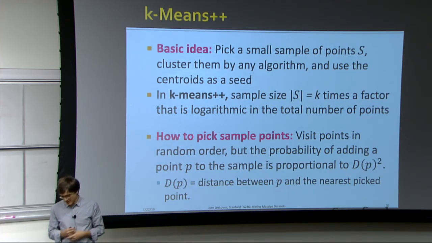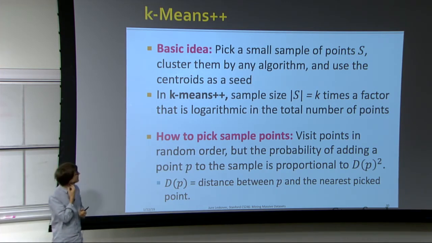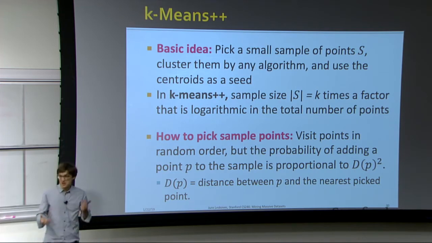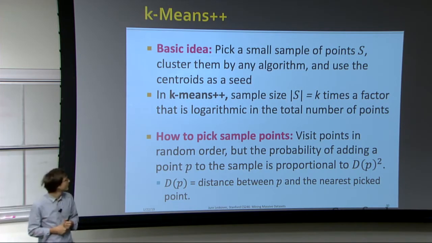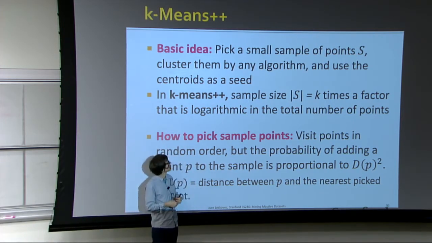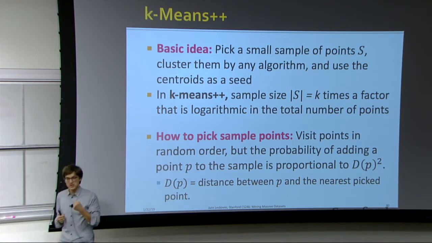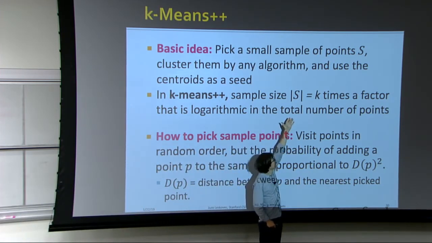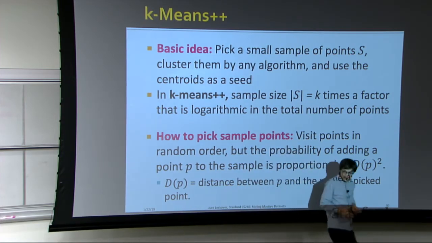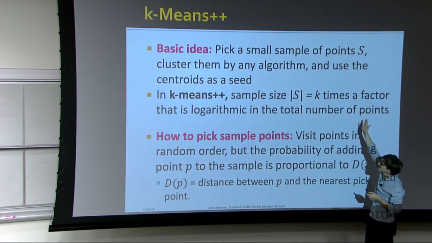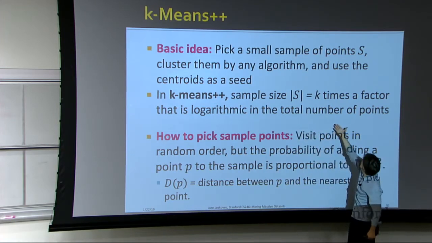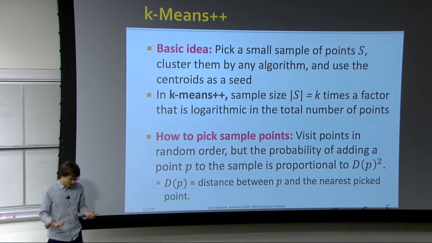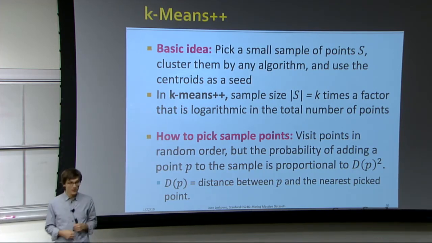And then in k-means++, there is a bit different idea. The idea is the following. Before you cluster the big data set, pick a small sample of points, S, and cluster that using some hierarchical clustering algorithm or whatever you like. And after you identify the points using your hierarchical clustering algorithm, use those centroids as seeds for your clusters. And k-means++ says that the size of your sample in order to discover the clusters has to be some k, which is some parameter, times some logarithmic fraction of the total number of data points. So you take an exponentially small sample, so basically a logarithmically large sample, cluster it, and then this will define your cluster centroids.